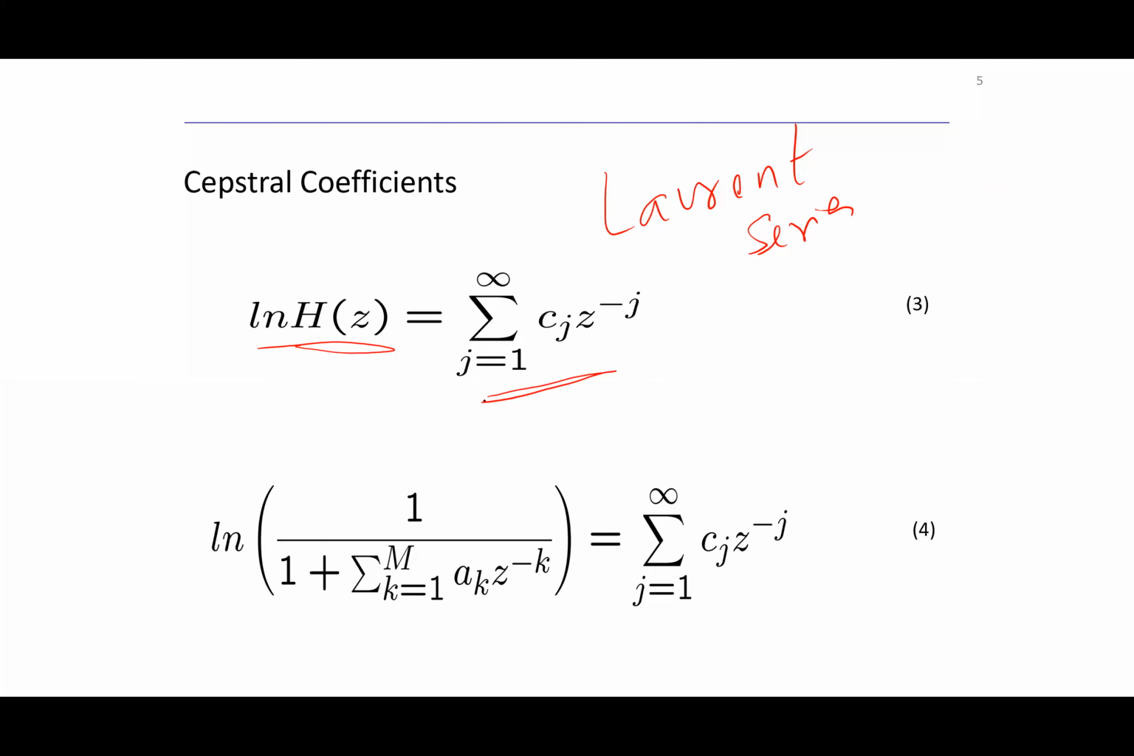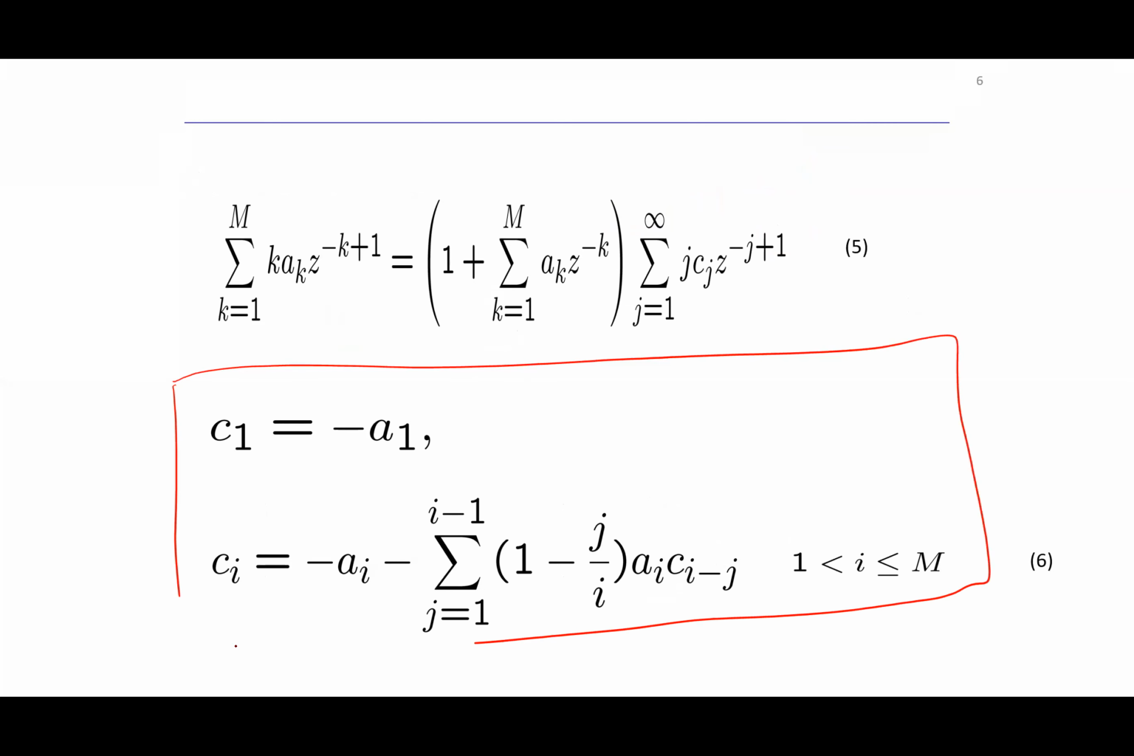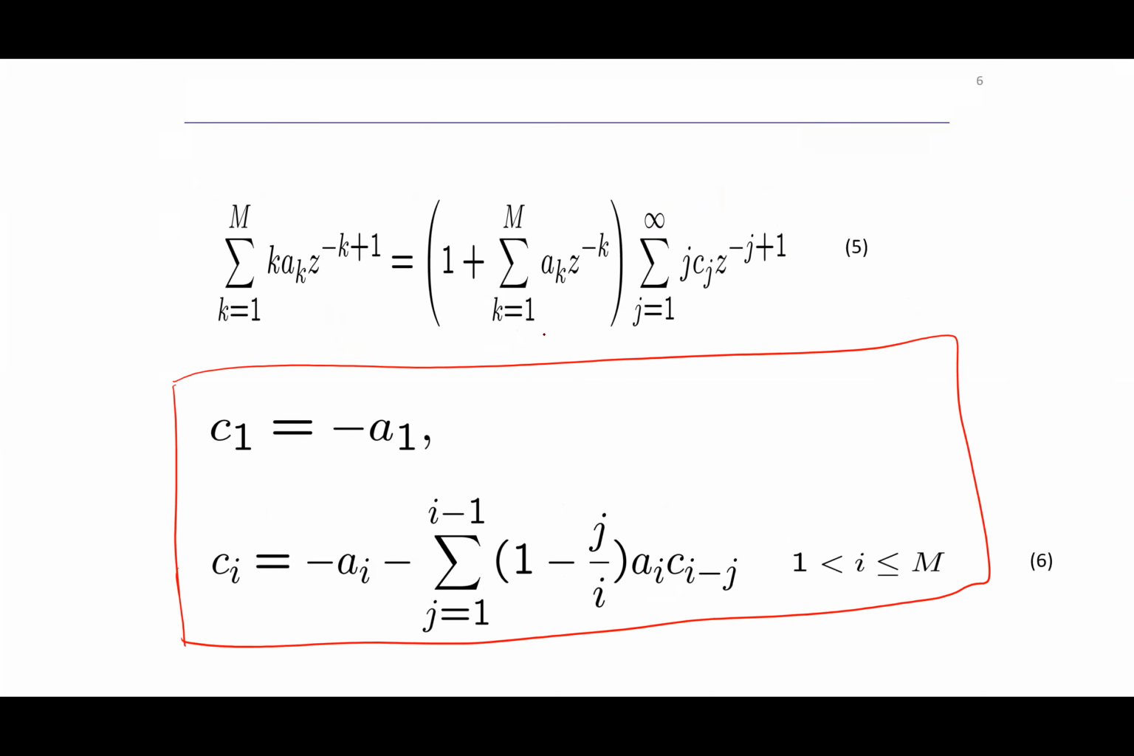And going through the steps, I'm just substituting H of z there and trying to equate the values. It ends up that we could find a relationship between this expansion coefficient C and the autoregressive coefficients A. Now, C's are called the cepstral coefficients; essentially they're derived from your AR coefficients, but through a logarithmic process.